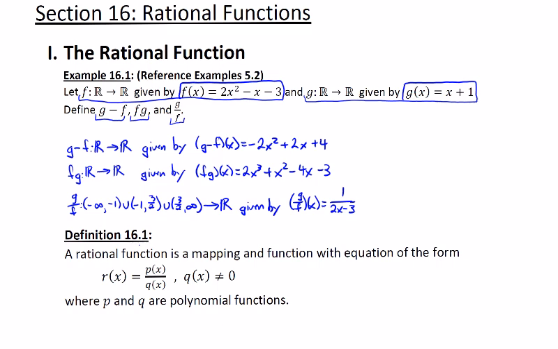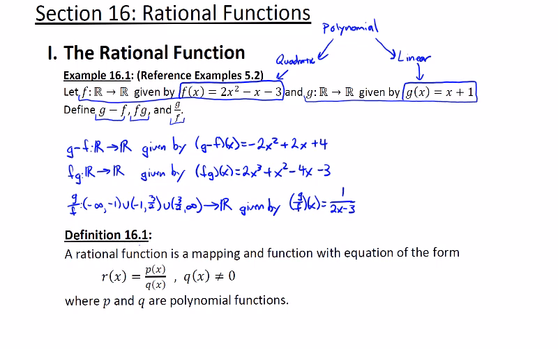So I want to take a moment to reflect on what just took place. The original functions we started with, f and g. F is a quadratic equation. G of x represents a linear equation. Now, both quadratic and linear come from the same family. These are polynomials. So I am asking you to combine two polynomials together.